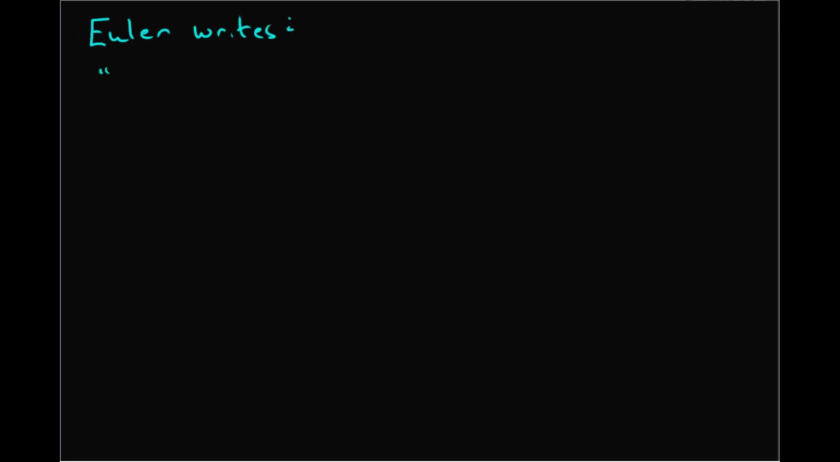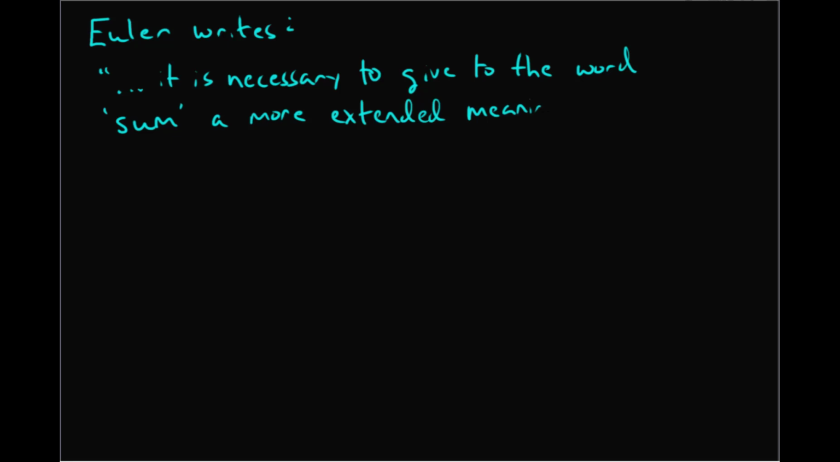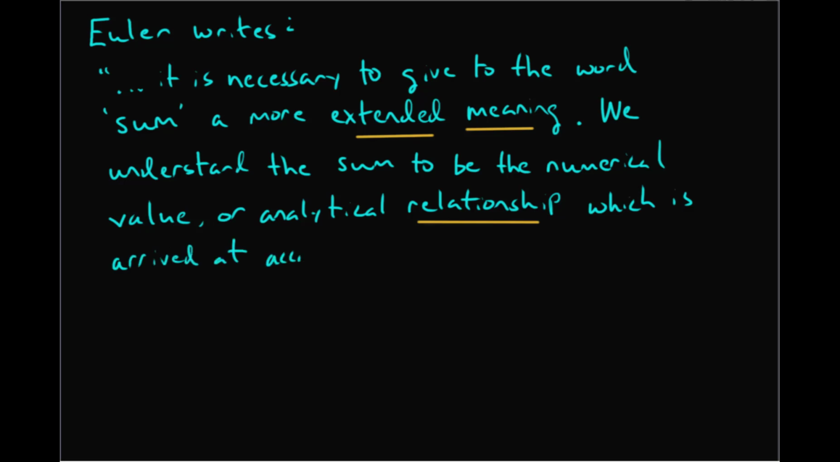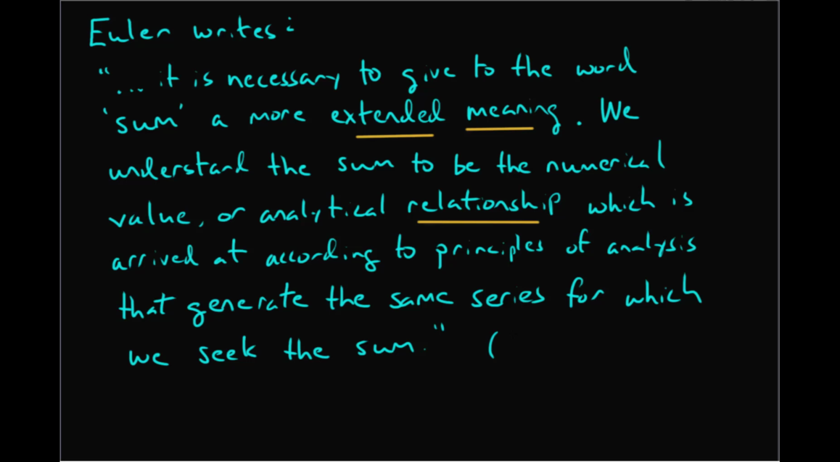Well, how do we interpret this mathematical phenomenon? Well, Euler writes, it is necessary to give the word sum, quote unquote, a more extended meaning. We understand the sum to be the numerical value or analytical relationship, which is arrived at according to principles of analysis that generate the same series for which we seek the sum. That's Euler writing in 1768.